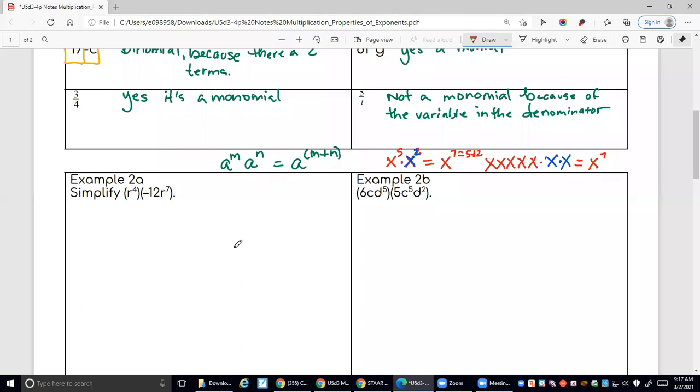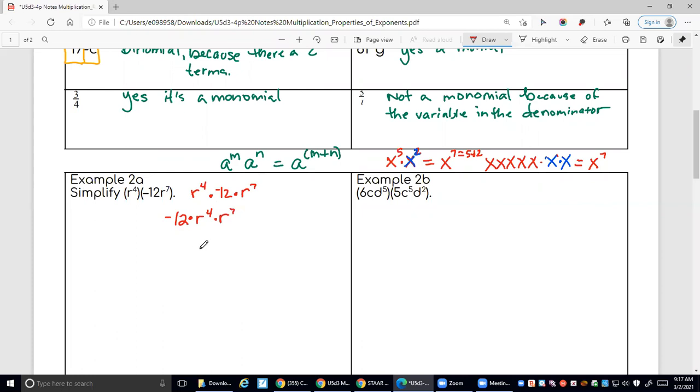I will tell you, I like to put my variables in alphabetical order, and I like to put my constants up front. Here, everything is multiplying, right? So this is the same as r to the 4th power times maybe negative 12 times r to the 7th. I like to put my constants up front. Doesn't really matter what order we multiply in. I'm going to bring the little negative with it. I got r to the 4th and r to the 7th. Are y'all okay with how I rewrote that?